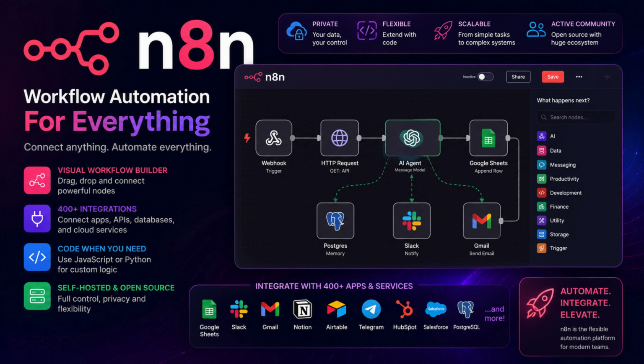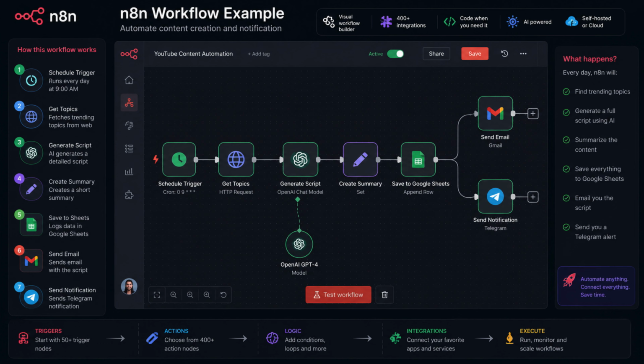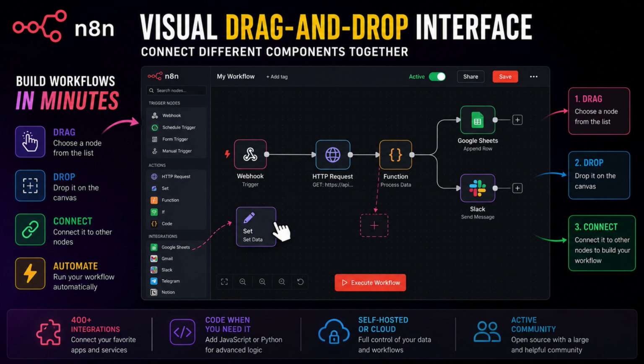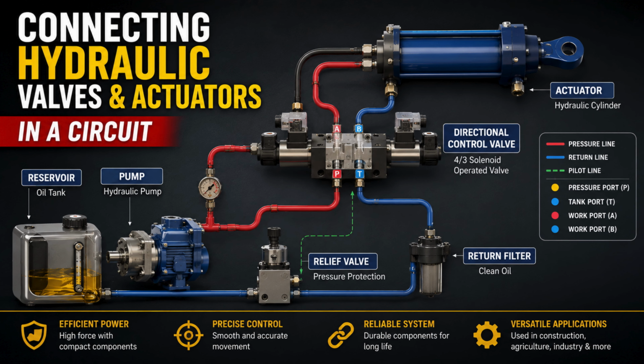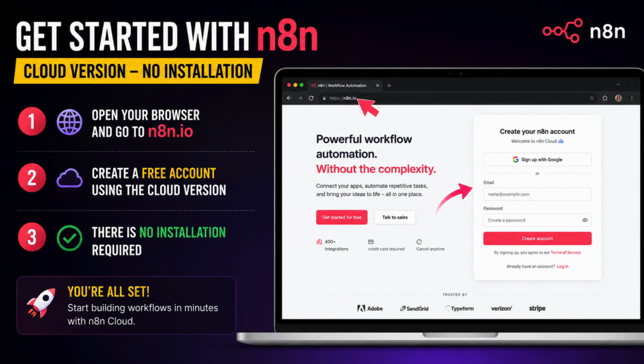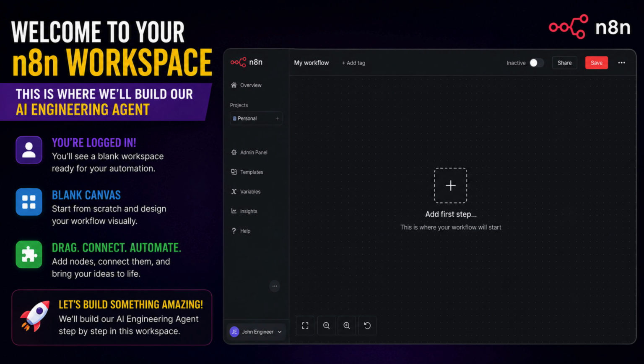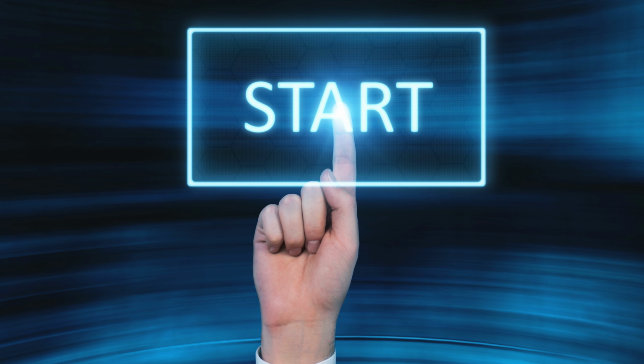We'll use a platform called N8N. Think of N8N as the SolidWorks of automation. Instead of creating mechanical assemblies, you're creating intelligent workflows. The platform provides a visual drag and drop interface where you connect different components together, much like connecting hydraulic valves and actuators in a circuit. Open your browser and go to n8n.io. Create a free account using the cloud version. There is no installation required. Once you log in, you'll see a blank workspace. This is where we'll build our AI engineering agent.